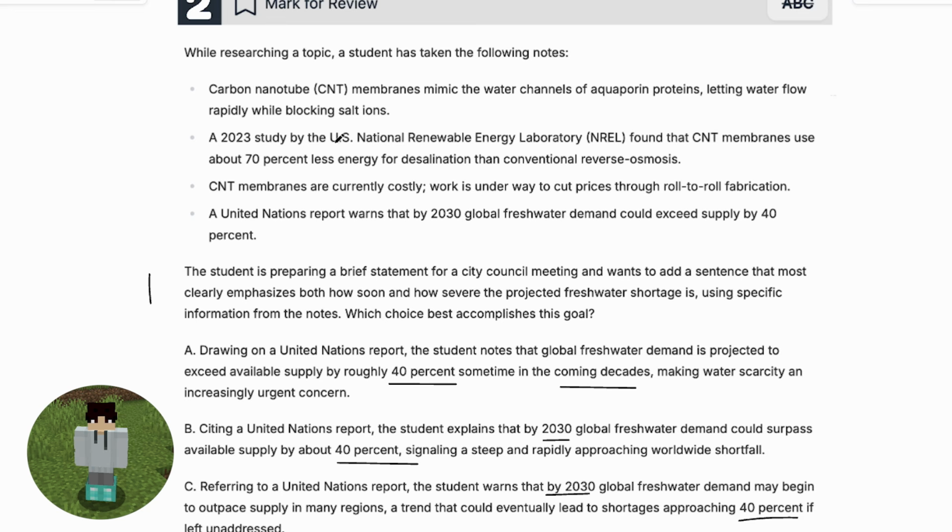So we have to actually look at the notes now, essentially step 3, in order to figure out which one of these choices is actually correct. It says here that the report warns by 2030, global freshwater demand could exceed supply by 40%. The only one that matches both of those two things is choice B, so choice B must be the answer.